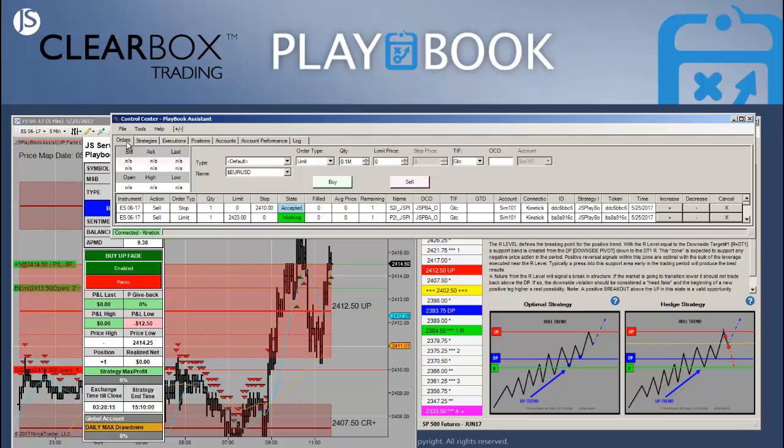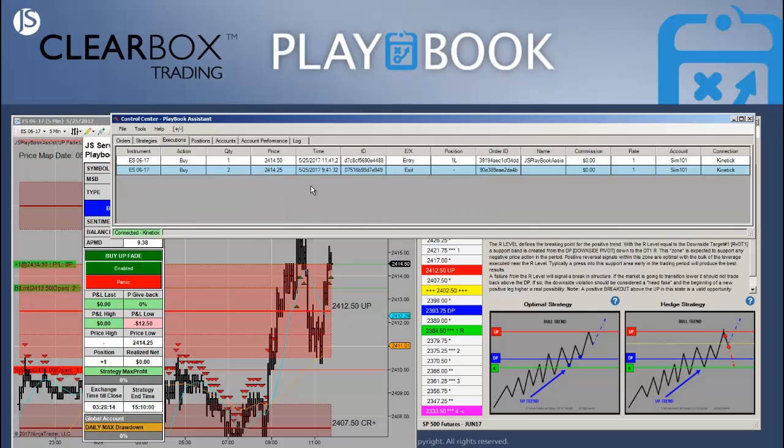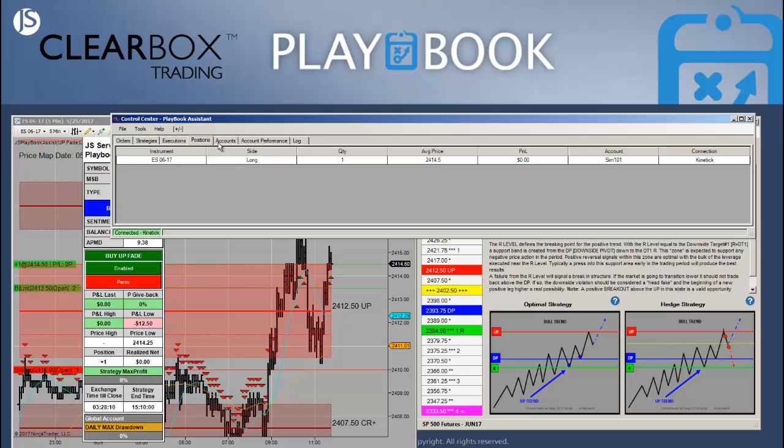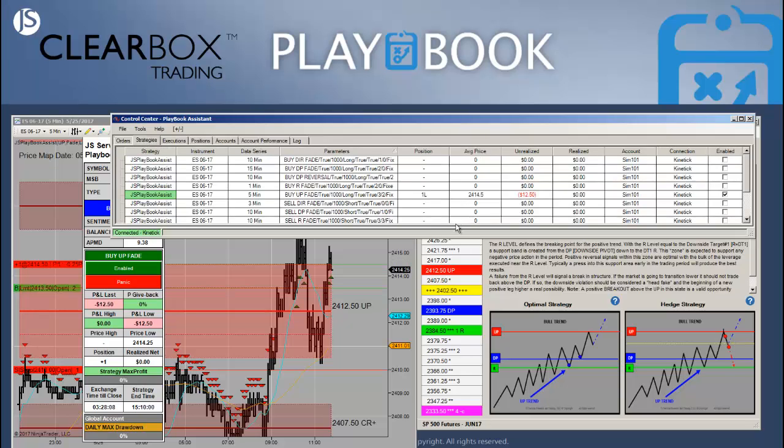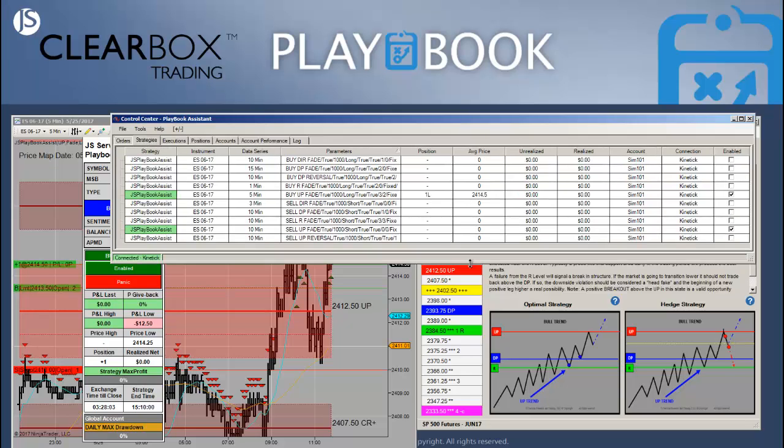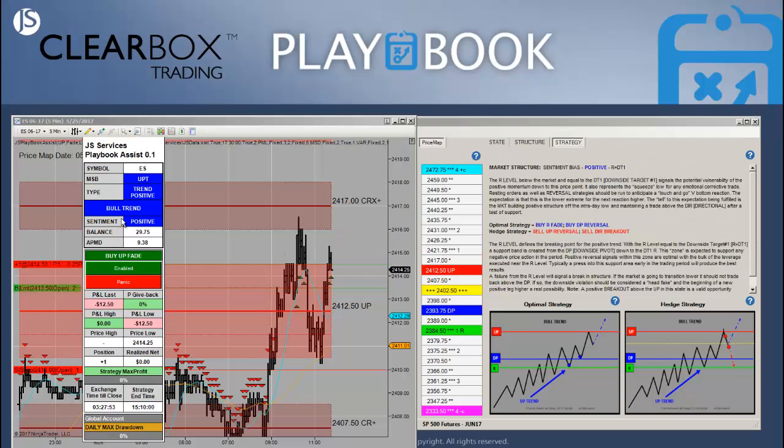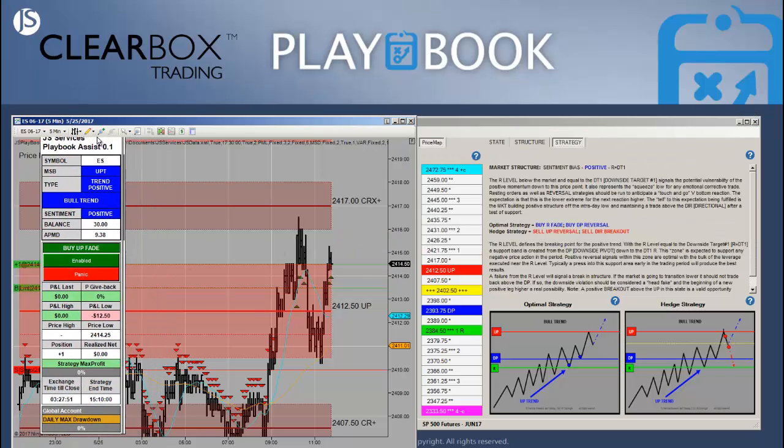So you can use the control panel to view your orders, executions, what your position is, and what strategies are running. On the strategy overview, the ones that are checked are enabled, and we can see our performance here. And also the Playbook Assistant Risk Monitor is active.